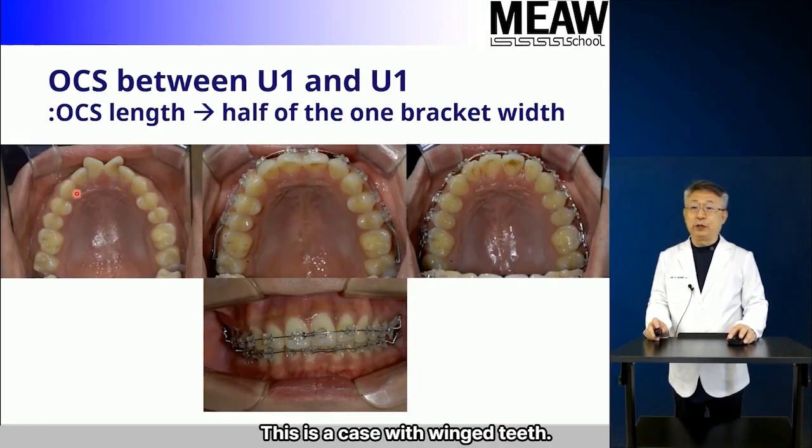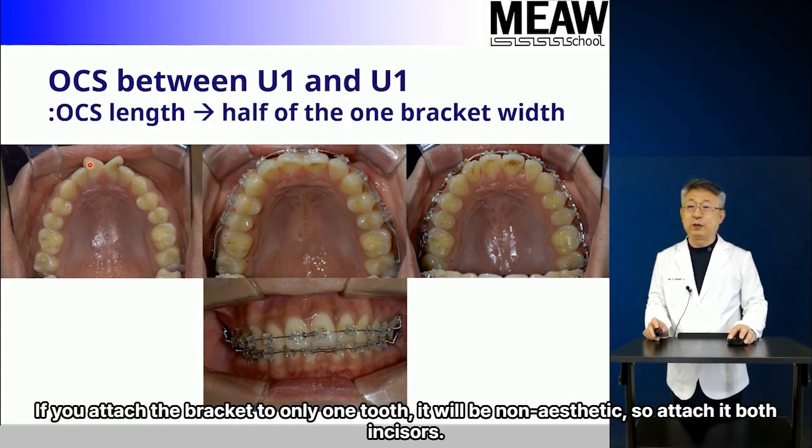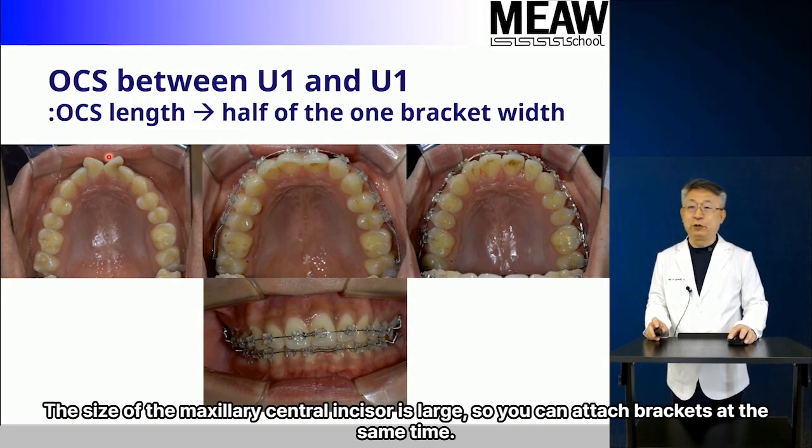This is a case with winged teeth. When the upper central incisors are winged like this, if you attach the bracket to only one tooth, it will be non-aesthetic, so attach it to both incisors. The size of the maxillary central incisor is large, so you can attach brackets at the same time.